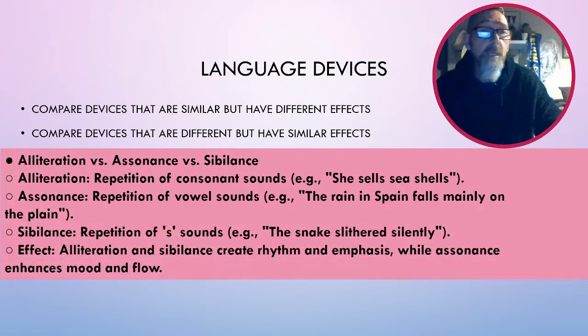Another one, alliteration and assonance, or assonance and sibilance. You've got lots of opportunities. Look for them in the text. You guys know what your alliteration, what your assonance, what your sibilance is.